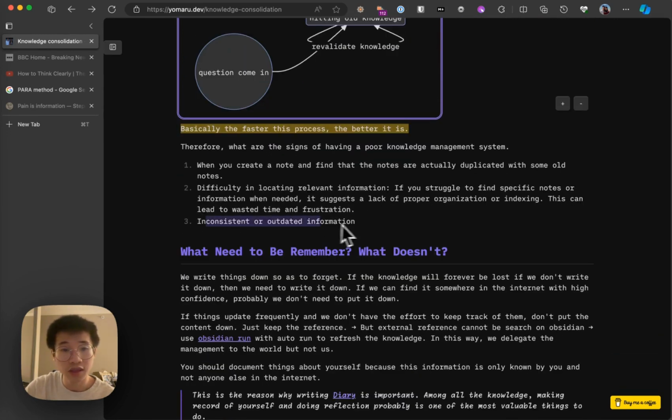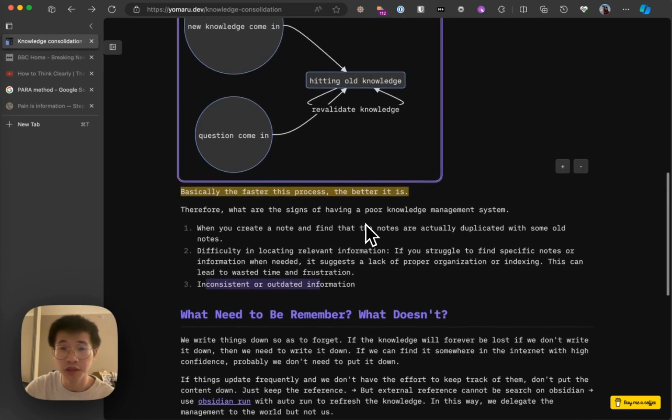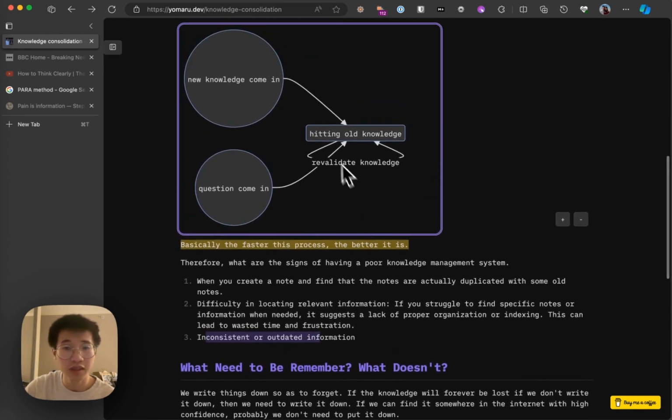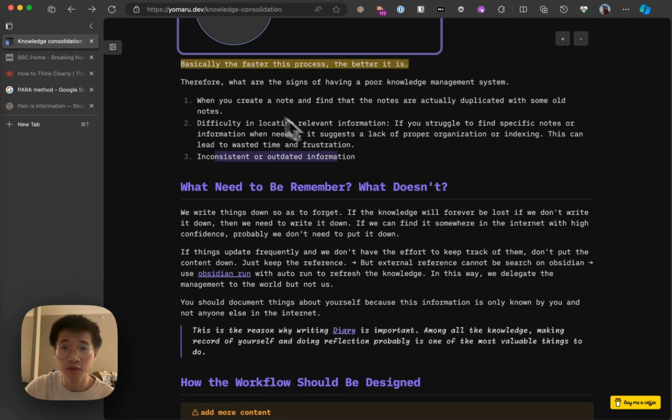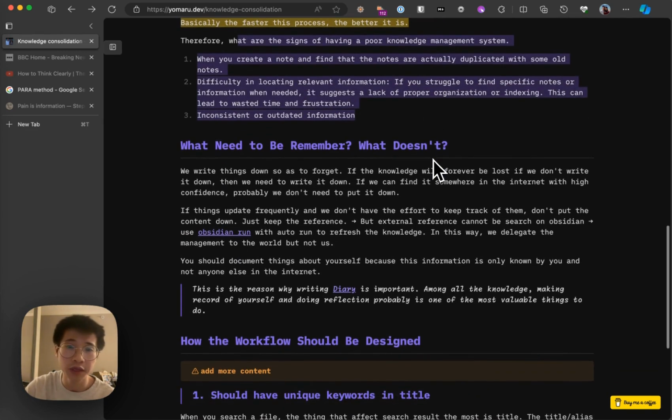The third one is that the information is outdated or inconsistent between different places. Then it means that you're not revalidating your knowledge, and when you have questions, you will confuse yourself. You don't know how to solve the problems, and that's why your knowledge management is poor. So these are some signs of a poor knowledge management system.